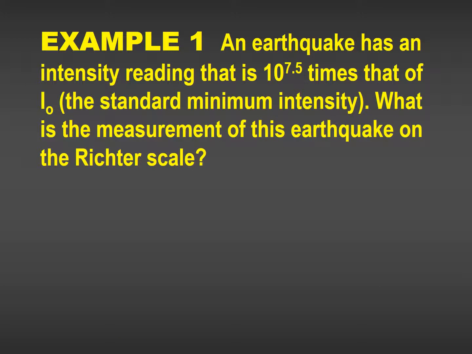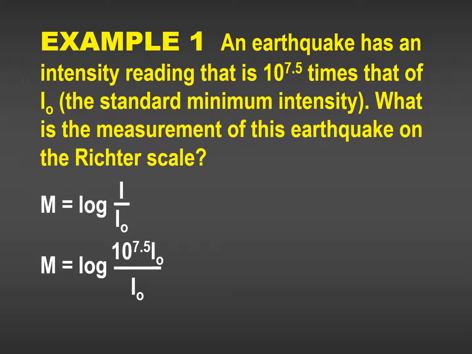I is the intensity of the earthquake, and I naught is the standard minimum intensity. For example, we have an earthquake that has an intensity reading of 10 to the 7.5 times that of I naught, or the standard minimum intensity. What is the measurement of this earthquake on the Richter scale? We know what we're trying to find: M. So we have log of 10 to the 7.5 times I naught over I naught.